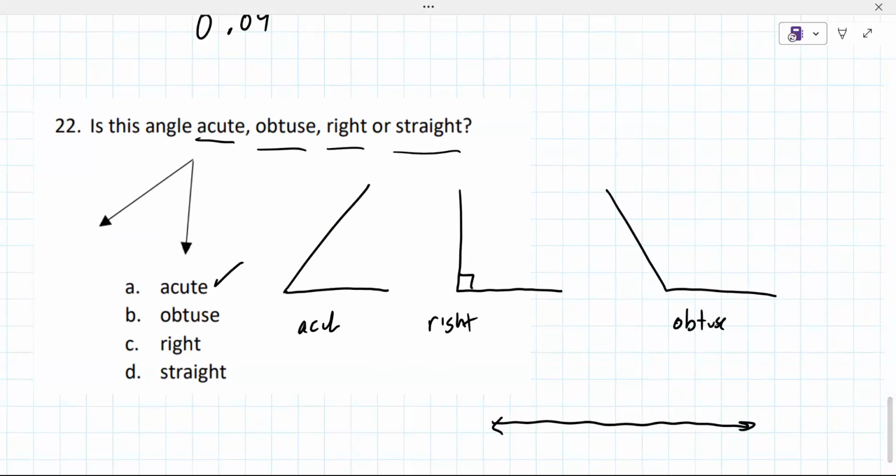So you'll see that in geometry, but you will probably not have much of that in algebra.